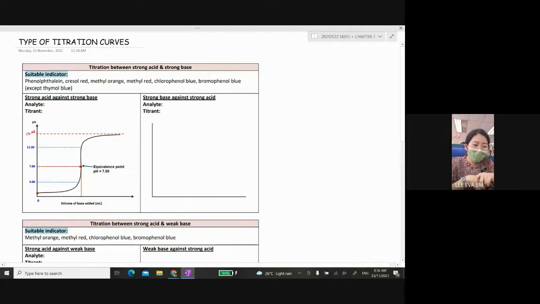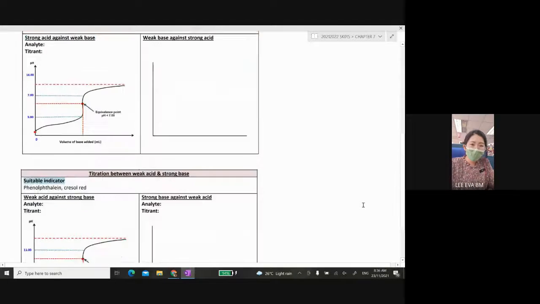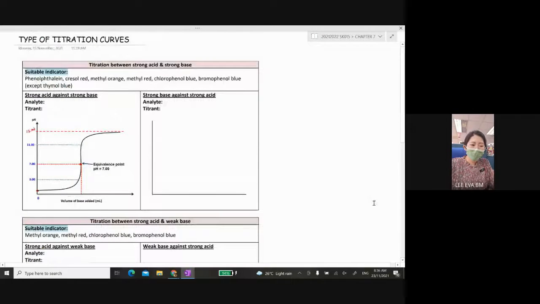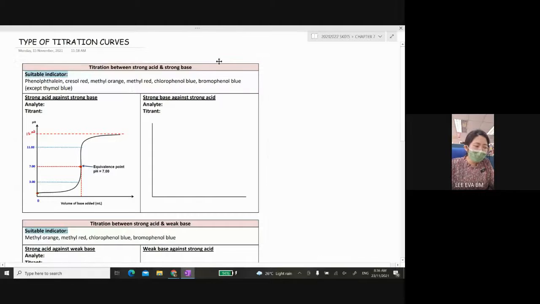All right, so at this page, it shows you different titration curves. Altogether, you have 6 curves. The first combination is titration between strong acid and strong base. Given in the list here, you have the indicators. You can choose phenolphthalein, cresol red, methyl orange, methyl red, chlorophenol blue, bromophenol blue, but except thymol blue.